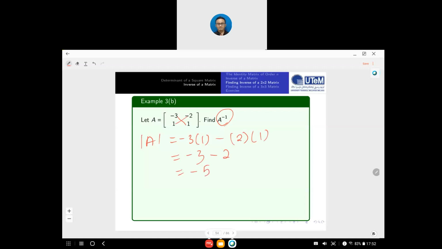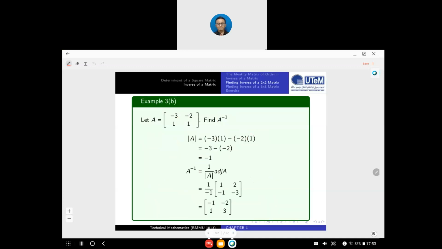Okay. And then A inverse equal to 1 over negative 5 times change position between 1 and negative 3. So it becomes 1, negative 3 here. And then 1 becomes negative 1. Negative 2 becomes 2. Okay, lepas tu awak darab masuk dalam. Okay. Kenapa? Oh, silap. Oh, negatif tadi. Okay. So, determinant dia adalah negative 1.